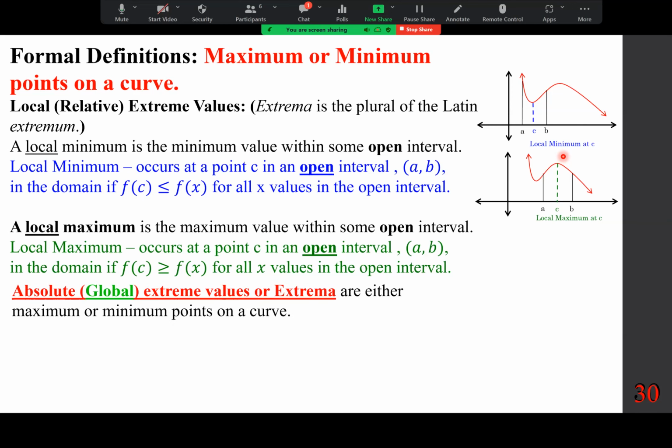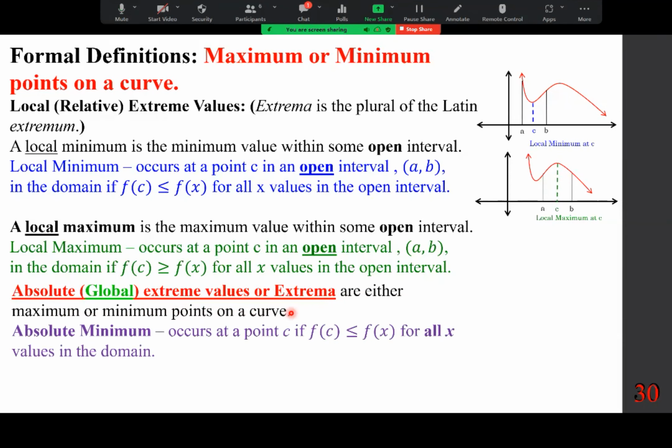And now, as far as the absolute, or global, extreme values or extrema are concerned, they are either maximum or minimum points on a curve. Absolute minimum occurs at the point c if f of c is less than or equal to f of x for all x values in the domain. So this is a local min, local max, local min, but this one is also an absolute min because no other point has a smaller y coordinate.